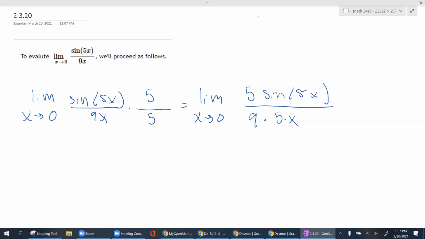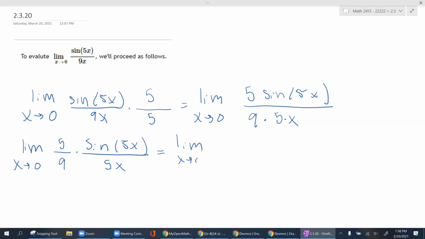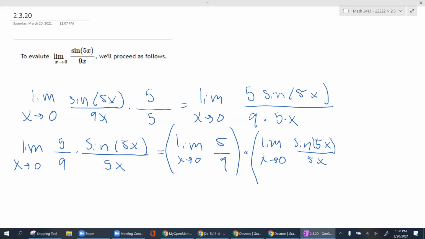So here I have that. Let me go ahead and separate things. I want to apply those limit laws. We'll say 5 over 9 times sine of 5x over 5x. This is just the limit as x approaches 0 of 5 over 9, in parentheses, times the limit as x approaches 0 of sine of 5x over 5x.